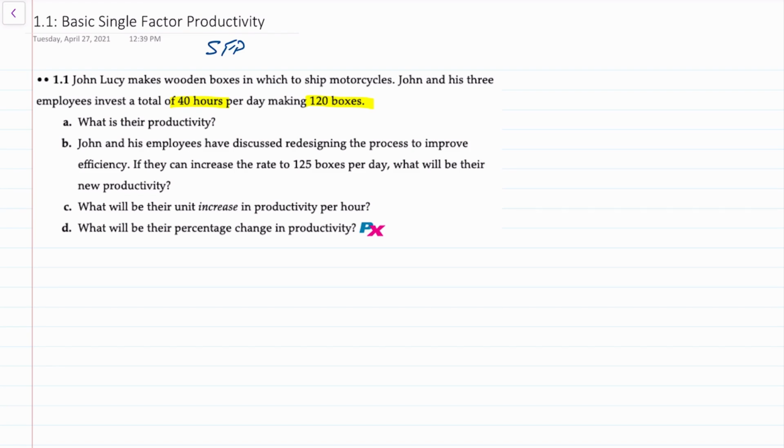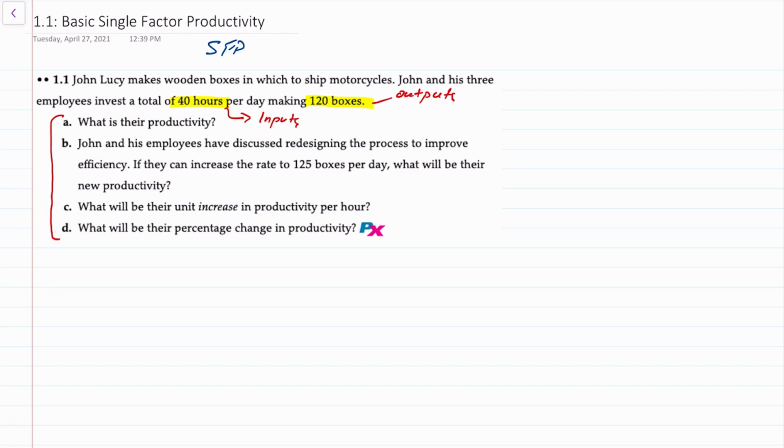So what this tells us is this company produces boxes, which means that these are the outputs, and they use labor for inputs, or hours. And we have 4 separate requirements for this problem. So the first is to determine their productivity.